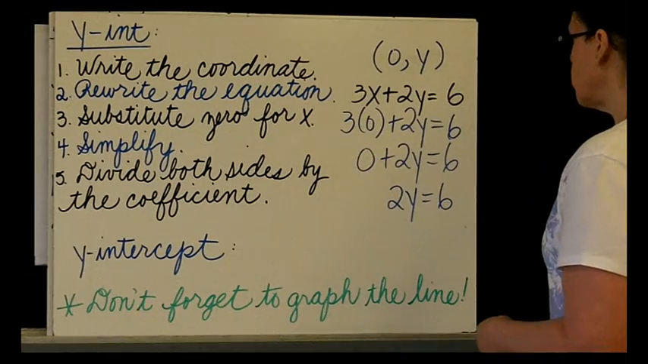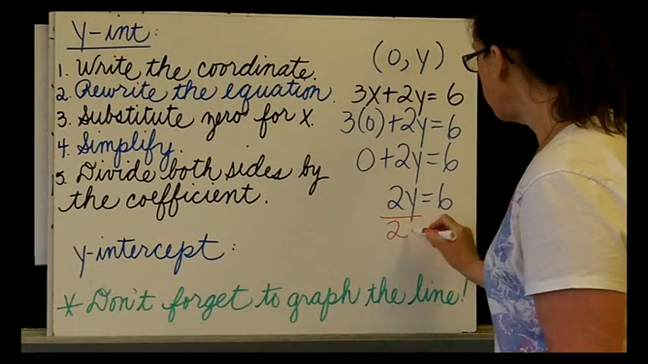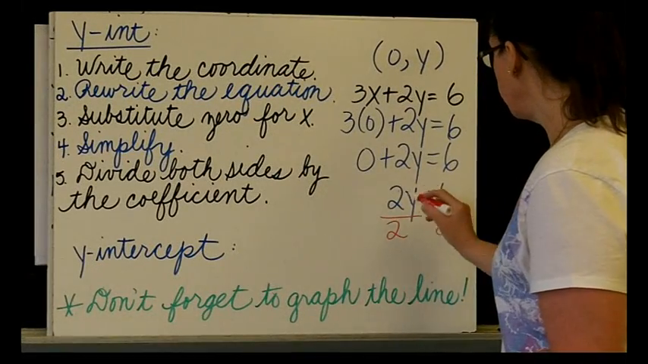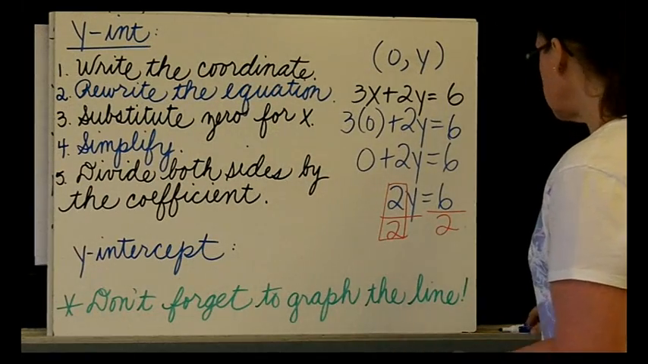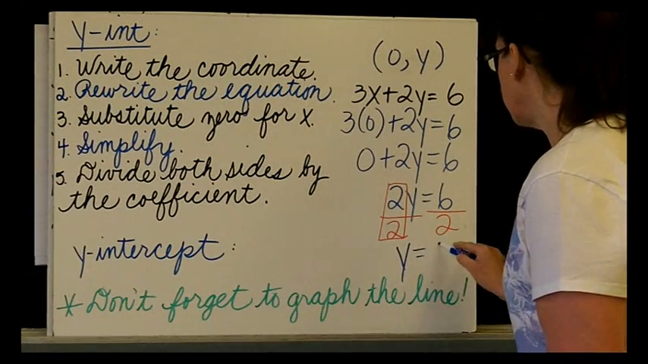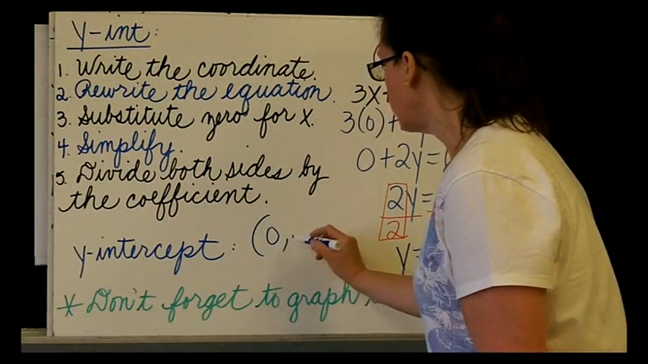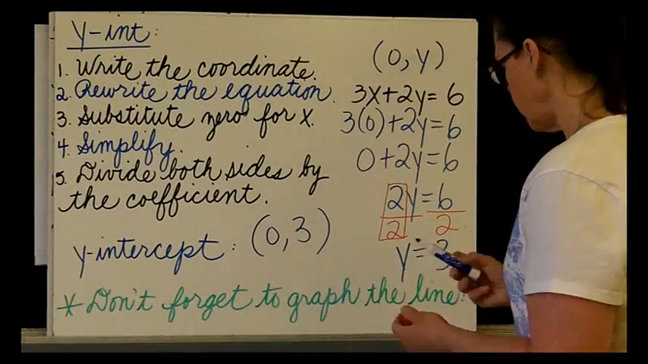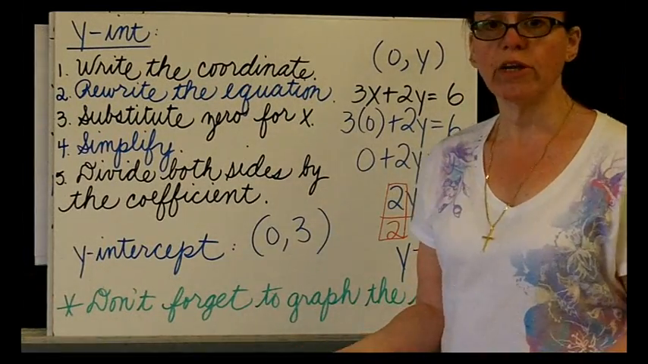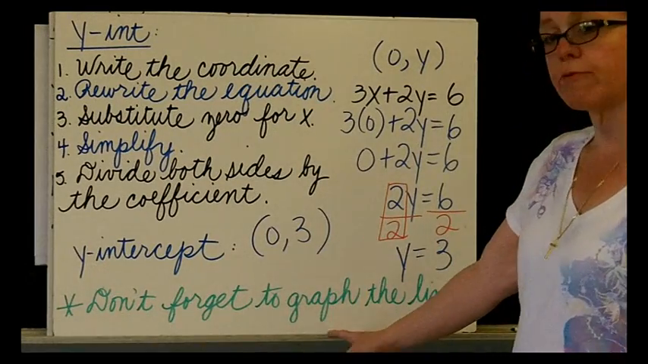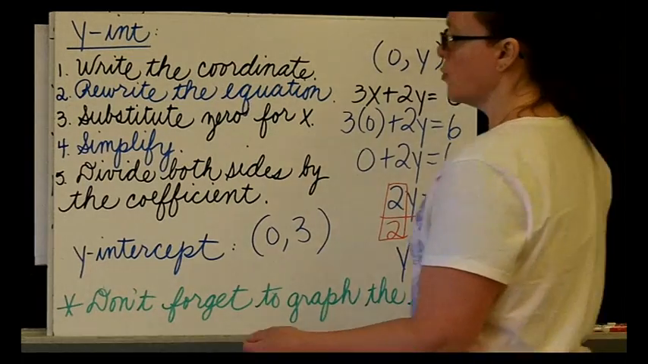Our next step is to divide both sides by the coefficient. So we're going to divide both sides by negative 2. That gives us a 1y, and you can see that y equals negative 3. So our y-intercept is (0, -3). Now, most of the time, we're done here when we're solving the equation, but notice I wrote a note to myself, and for you too: don't forget to graph the line. And here's what we do.